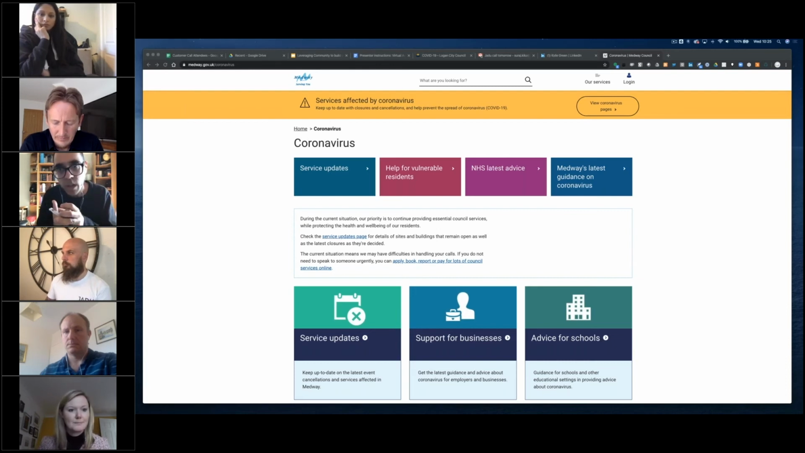Last week, we were talking about, well, actually, is this an opportunity for councils to really look at what services do come back? Because you've been very laser focused on delivering just the critical things. So is that a question that's happening at Medway at the moment?